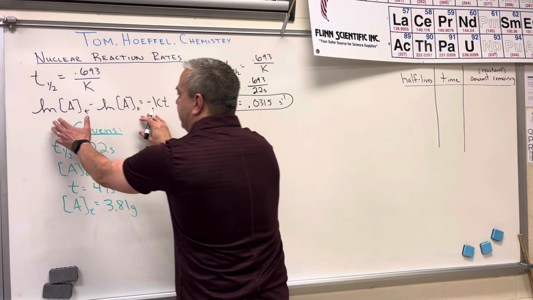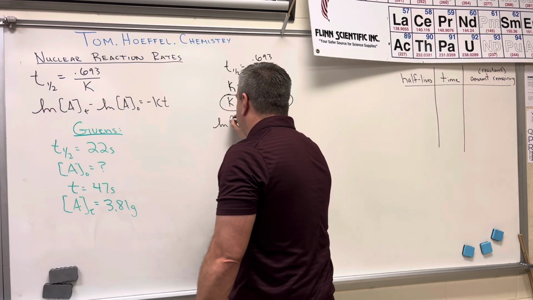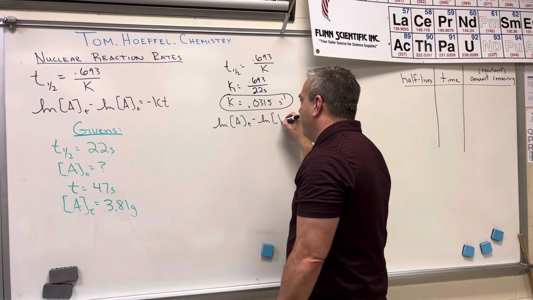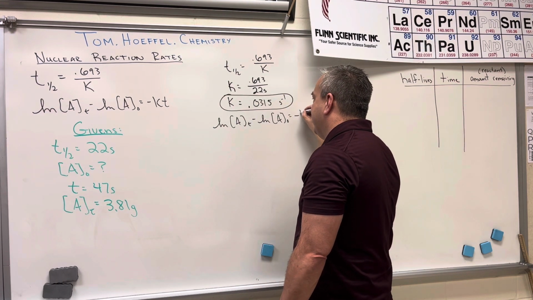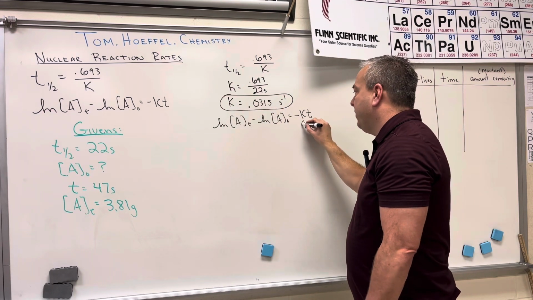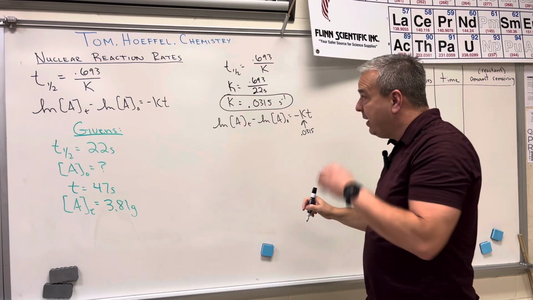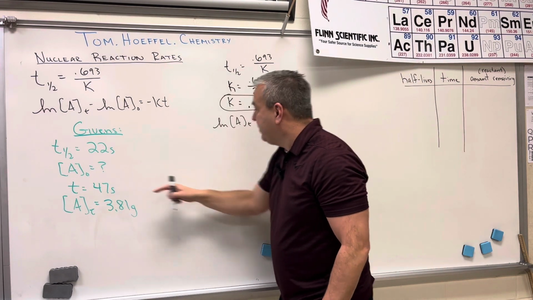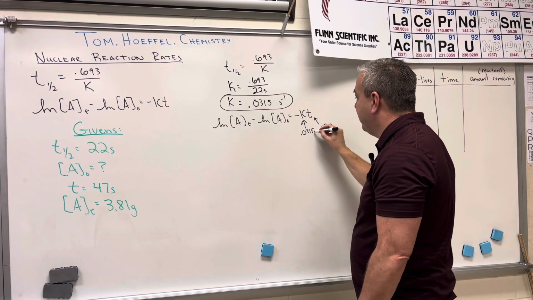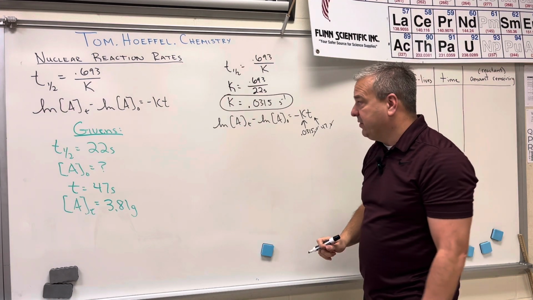Then I'm going to take this equation, which is called the integrated rate law, and write it down. The natural log of the amount at time t minus the natural log of the initial amount is equal to negative kt. Now I know what k is equal to: 0.0315. We know that the time is 47 seconds. So we got 47 seconds here, and this is seconds to the negative 1, so you can see that these units are going to cancel out eventually.